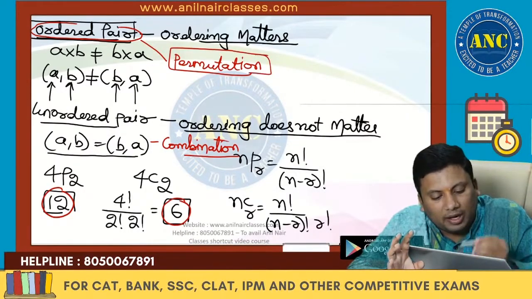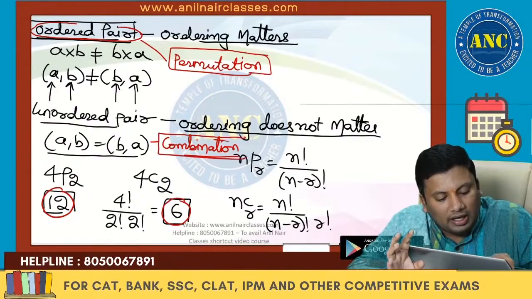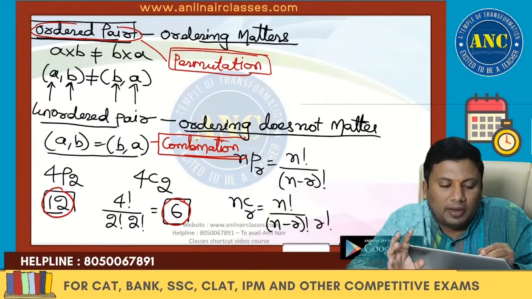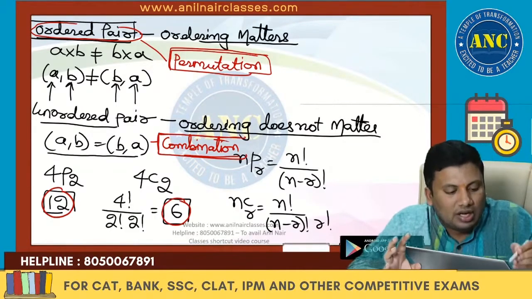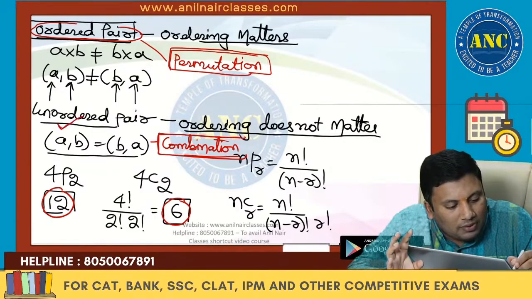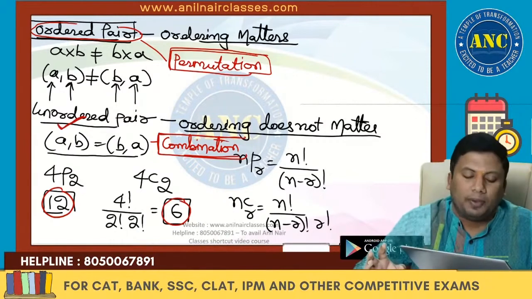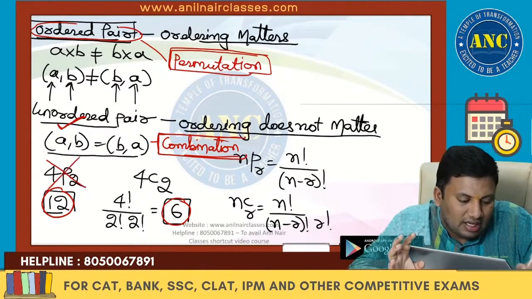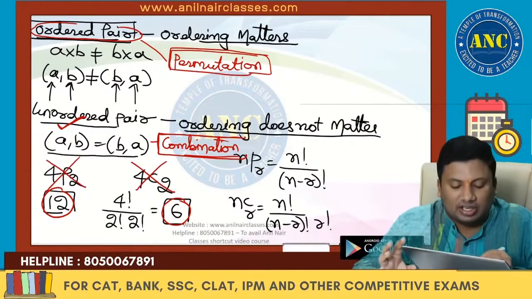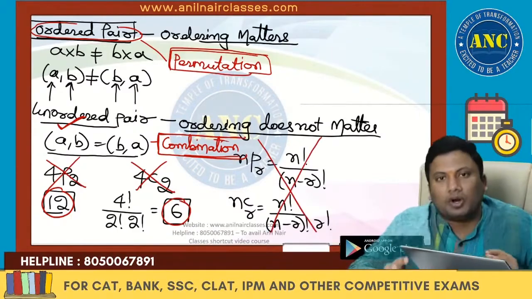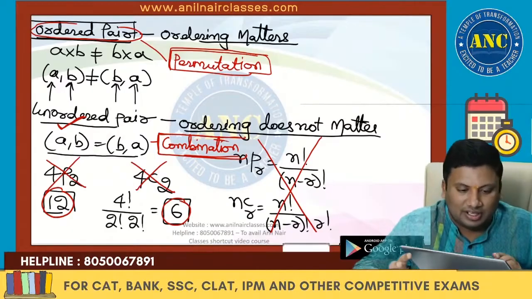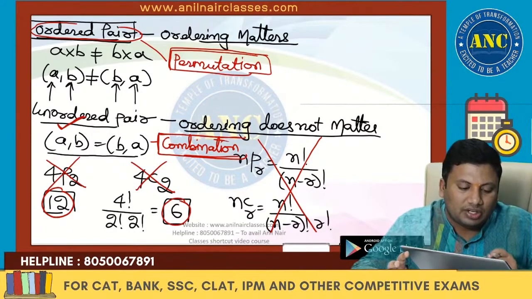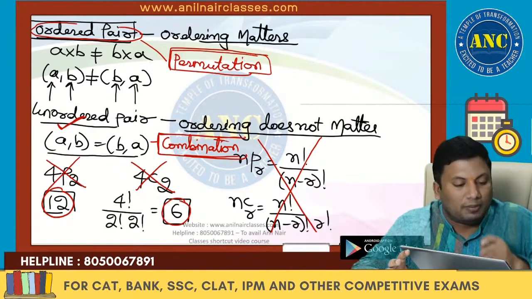Ordered pair is permutation. Unordered pair is combination. Today we will discuss all the problems with respect to unordered pair. I hope it is clear. These formulas I am not interested in. I am interested in solving the problems very, very fast.